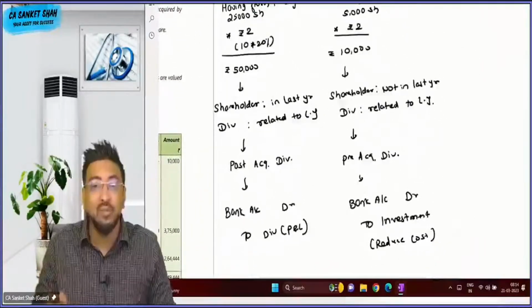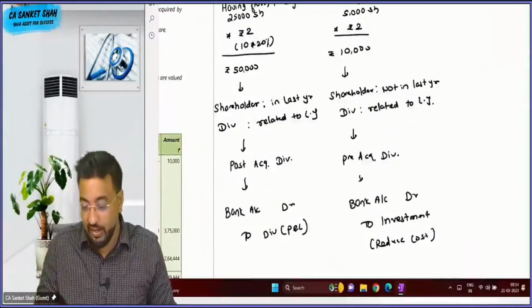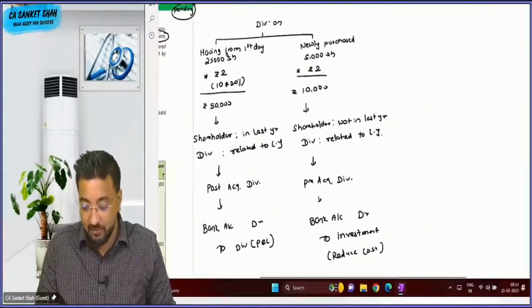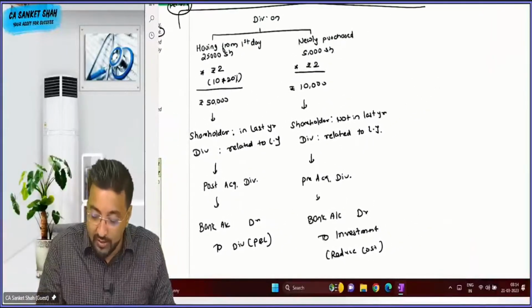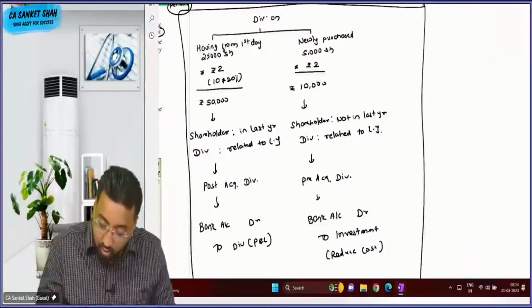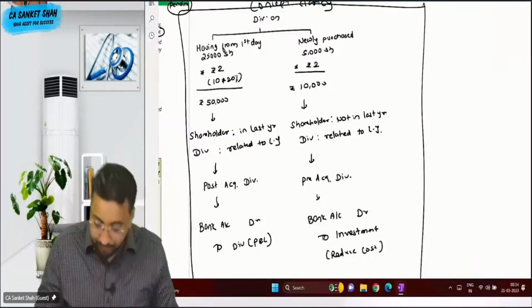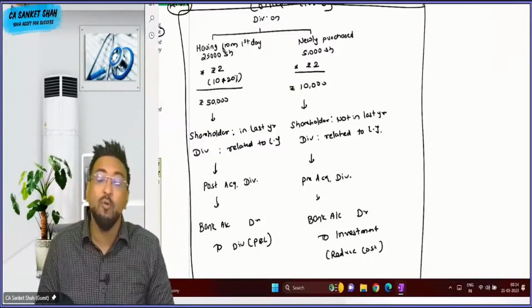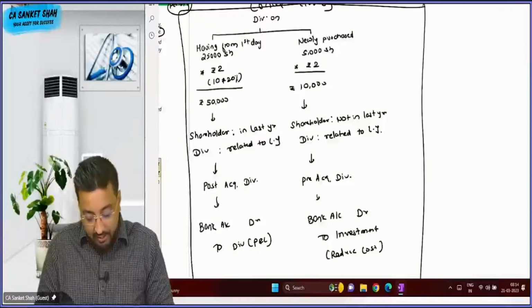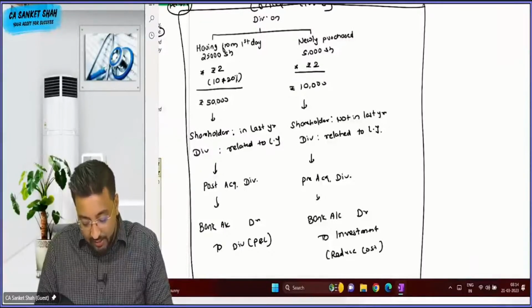One is post-acquisition dividend, one is pre-acquisition dividend. You can write it on the next page, beta. Don't write this in the exam. This is only for concept clarity. So if you had shares in the last year also and the dividend is related to last year, in that case, what is the treatment?